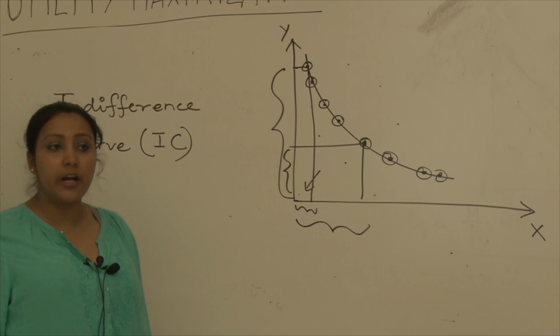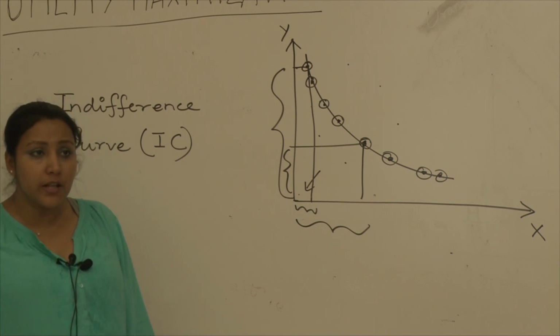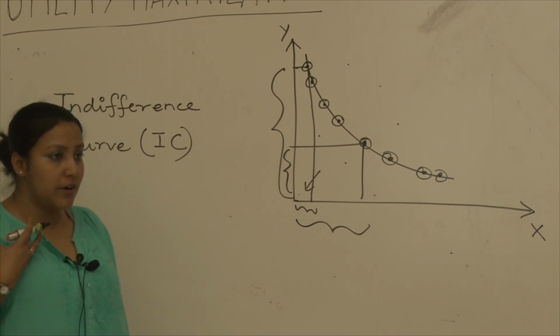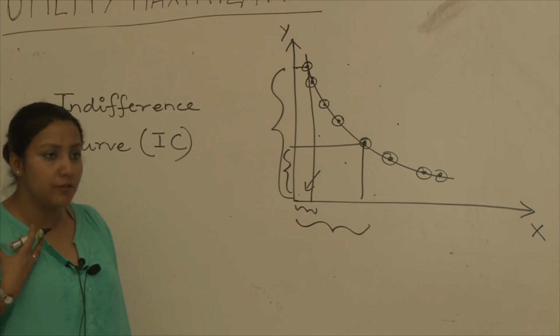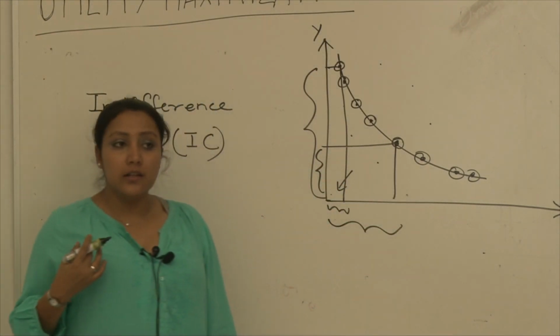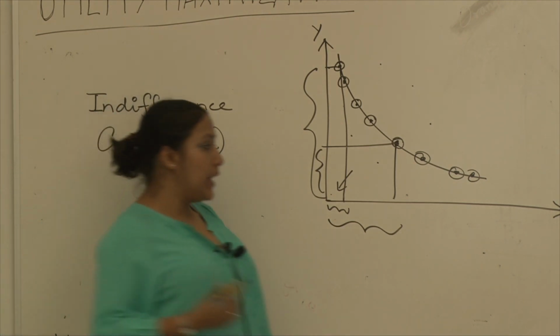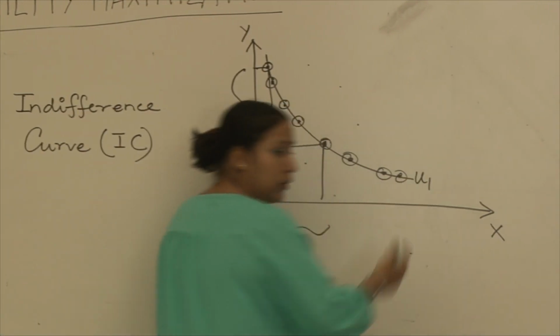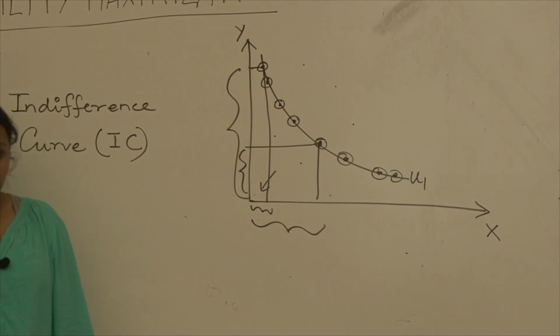If something gave him greater utility, then he would have a preference for that, because at the end of the day all consumers are rational, they want more benefit than less benefit. So, that means all these points give the consumer the same amount of utility. Let us call that utility U1, it could be 5, 10, 100, whatever, some value.